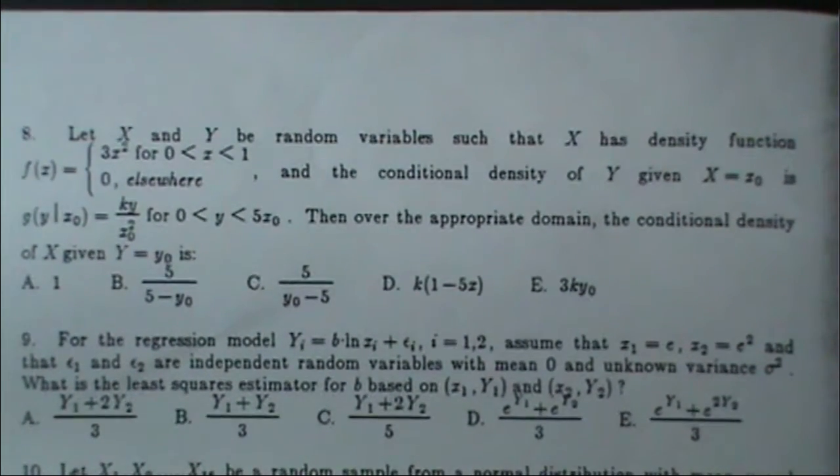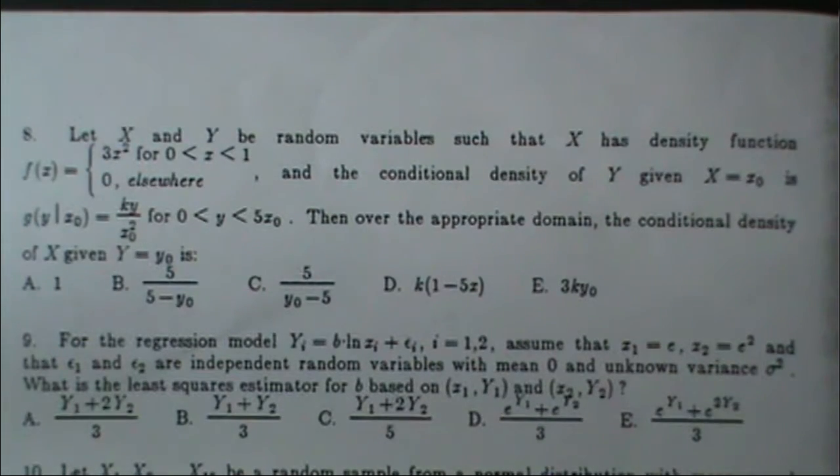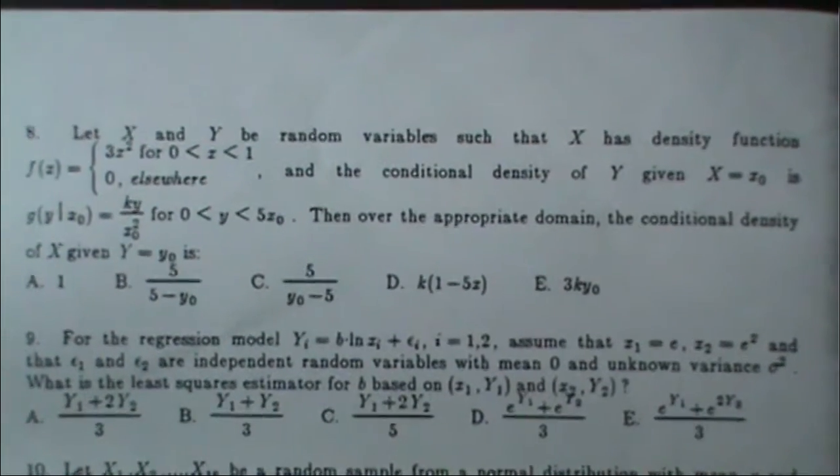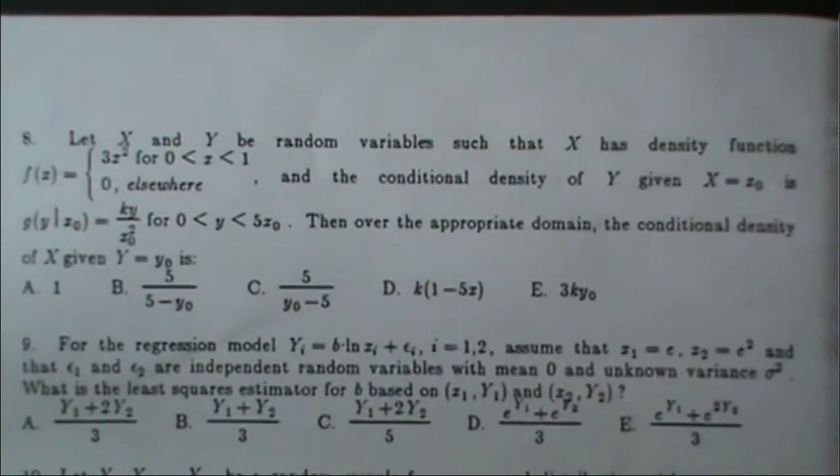Number 8, let x and y be random variables such that x has a density function of f of x equal to 3x squared, and the conditional density of y given x is g of y given x, denoted by that. Then over the appropriate domain, the conditional density of x given y is.